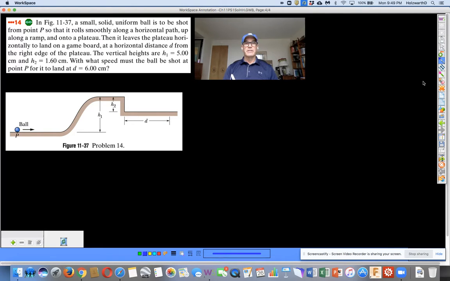All right, we have a ball that technically is shot from point P. It's going to roll without slipping, go up a ramp onto a plateau, and off the plateau and land at distance D from a point directly below the right left of the plateau. So what is the speed that the ball had initially that got it to project to distance D?